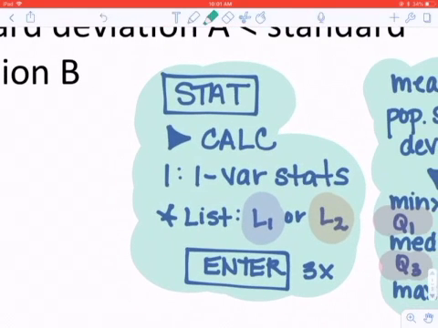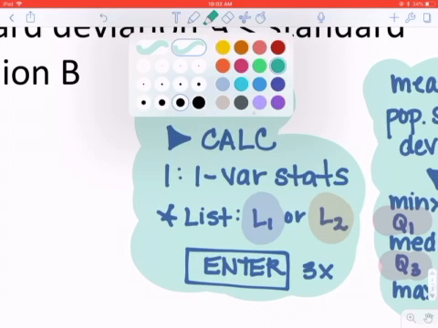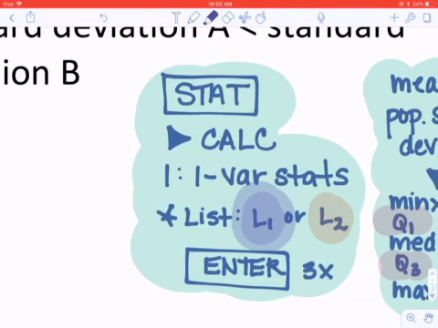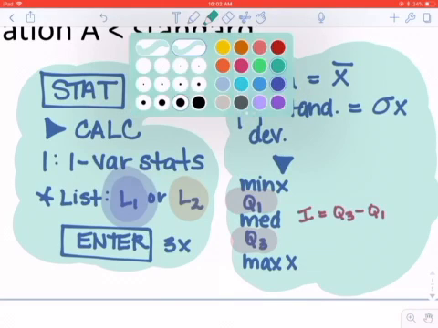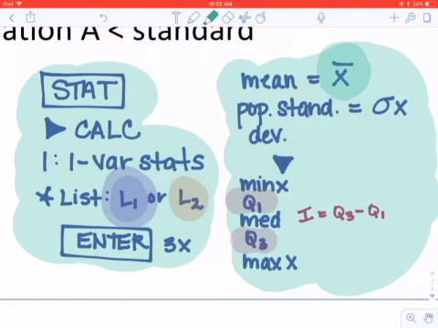Stat, arrow over to Calc. Choose one for one variable stats. You're going to have to do this twice. First, you want to use L1. So you want to make sure it says L1 on that screen where it says the list. If it does, hit Enter, Enter, Enter. Your mean is your X bar. Population standard deviation is sigma X. And then you scroll down to find your other pieces of information.